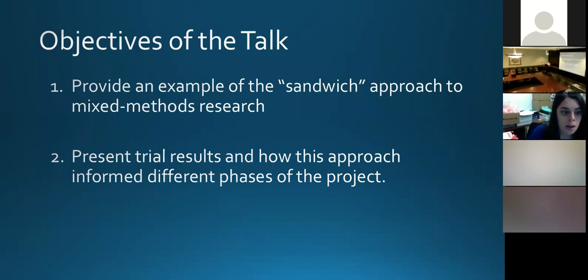So today I have two objectives for our talk. I want to tell you an example of how we use what I like to call a sandwich approach. You can tell I'm not a methodologist. For mixed method research, and I'm going to present the trial results to you, but really the main focus of my talk I'm hoping to convey today is how we use mixed methods to inform the various stages of the trial, not so much the trial results itself.